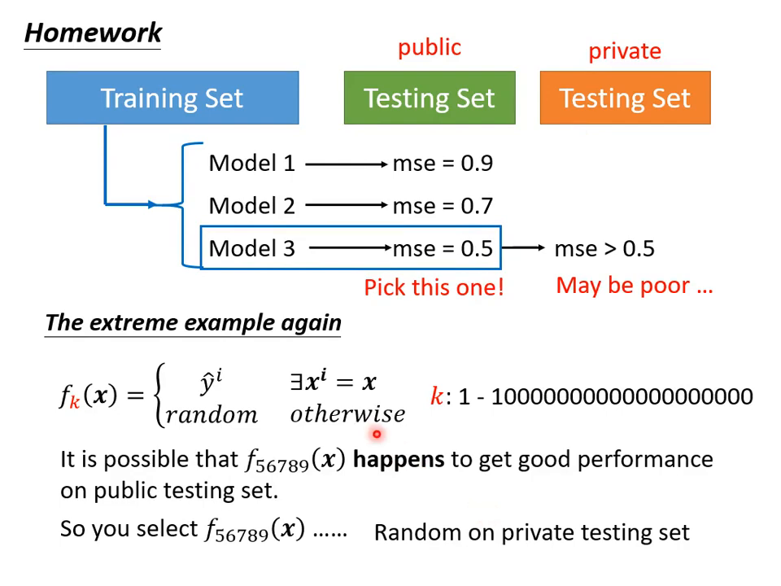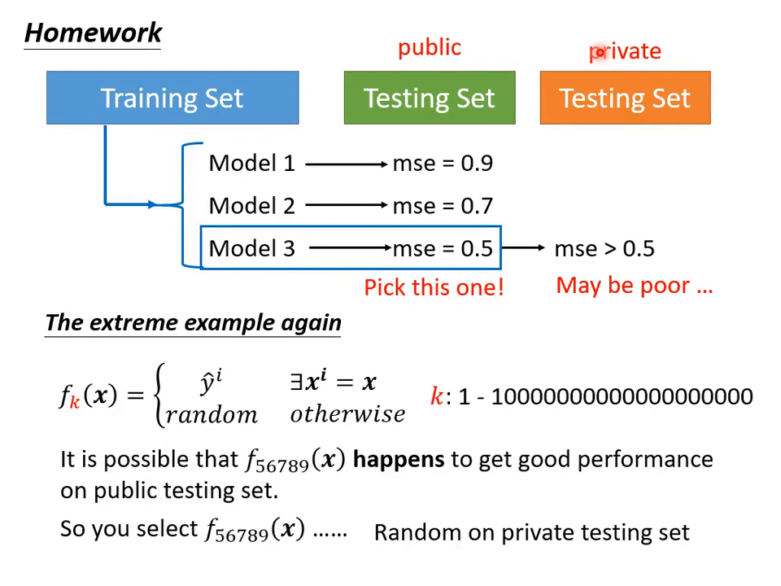Because this model is random. It happens to get a good result on the public testing set. But when it is on the private testing set, it may still be random. So suppose you are choosing a model today. You all use the testing set we provide. The testing set is divided into a public set and a private set. When you look at the score, you only see the public score. The private score won't be released until the deadline.